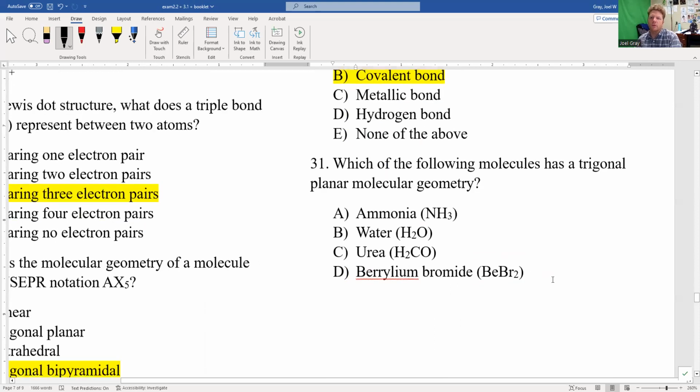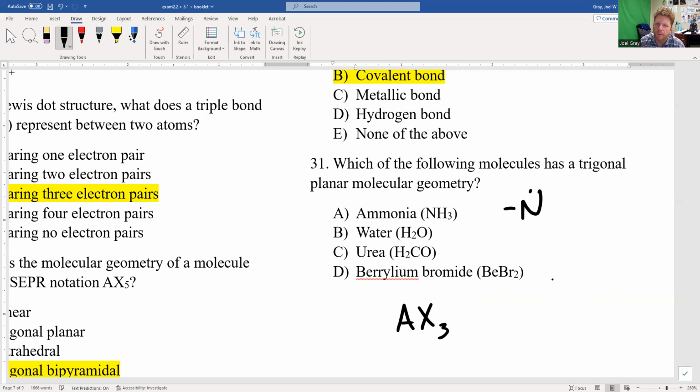Question number 31. Which of the following molecules has a trigonal planar molecular geometry? So trigonal planar is AX3. So it has 3 things surrounding it. Now, if you look at ammonia, and you're going to put that together, you're going to come up with something that looks like this. Nitrogen's got a complete octet. Each hydrogen has a complete octet. Water, well, you got lone pair, lone pair, H, H. So that's a central atom with 4 things around it, kind of like ammonia.